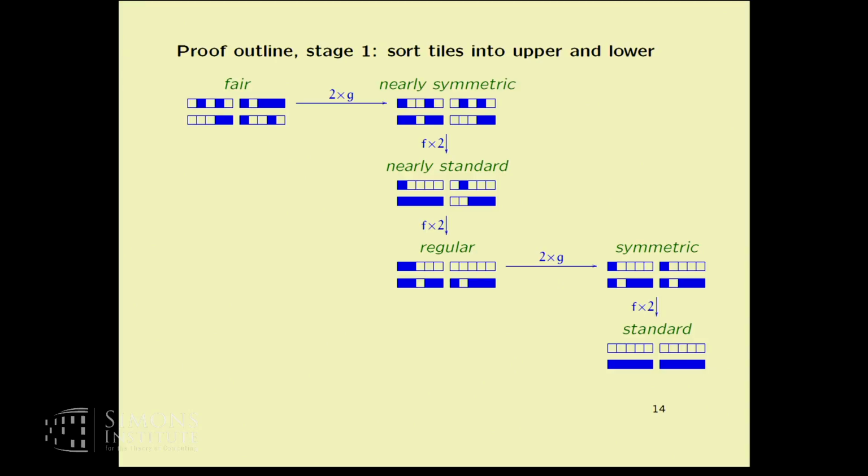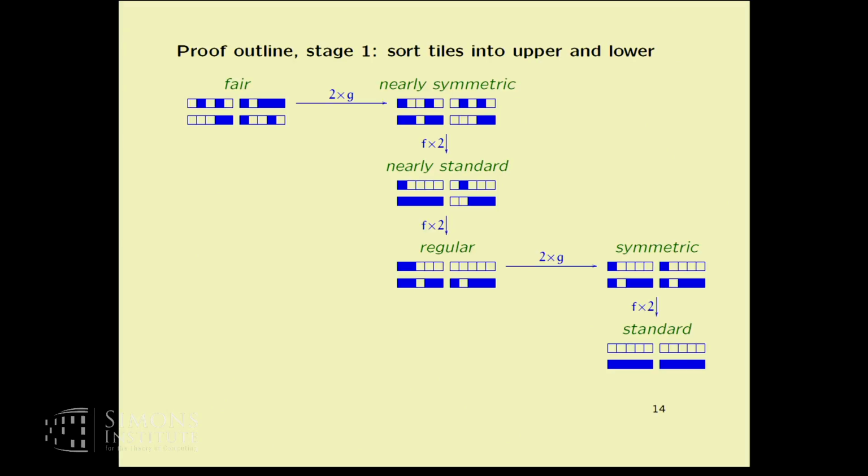So let's just think of all the top tiles as white and all the bottom tiles as blue. We're going to say that a permutation is standard if it's already fixed. So white is at the top and blue is at the bottom. Then we're going to say that a permutation is symmetric if the blue and white pattern on the left is equal to the blue and white pattern on the right.